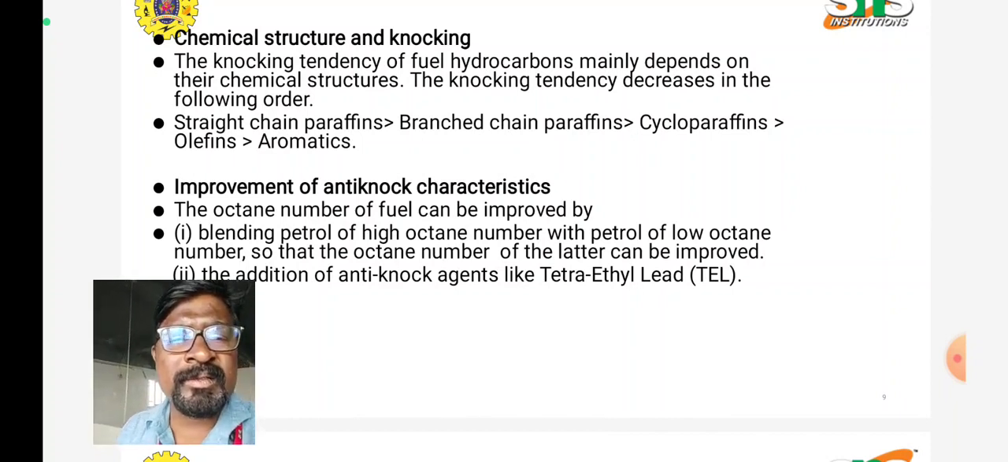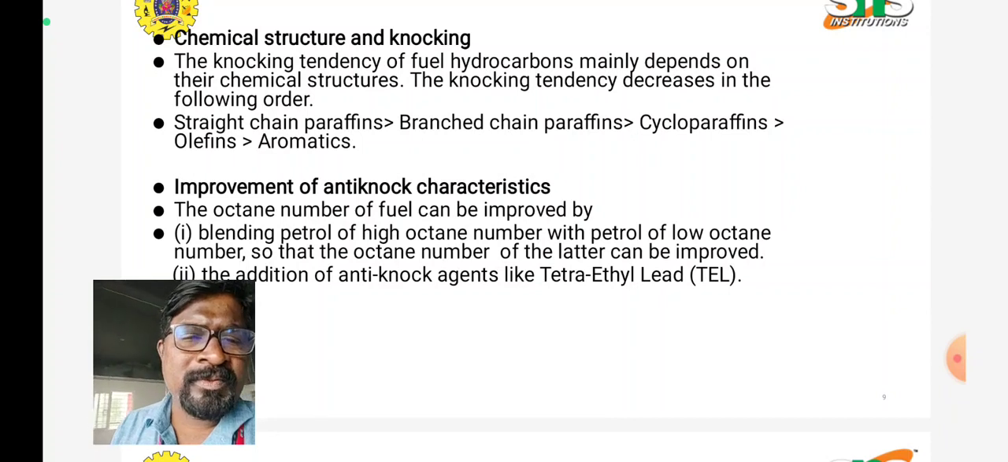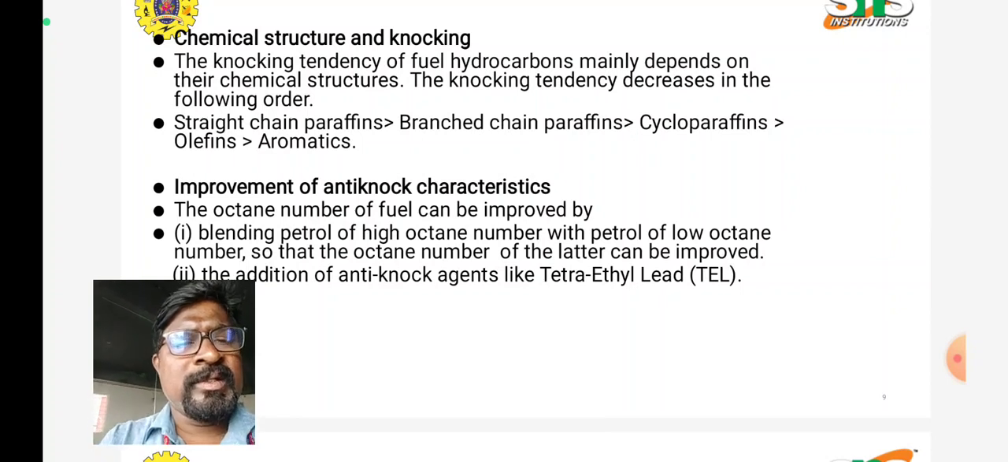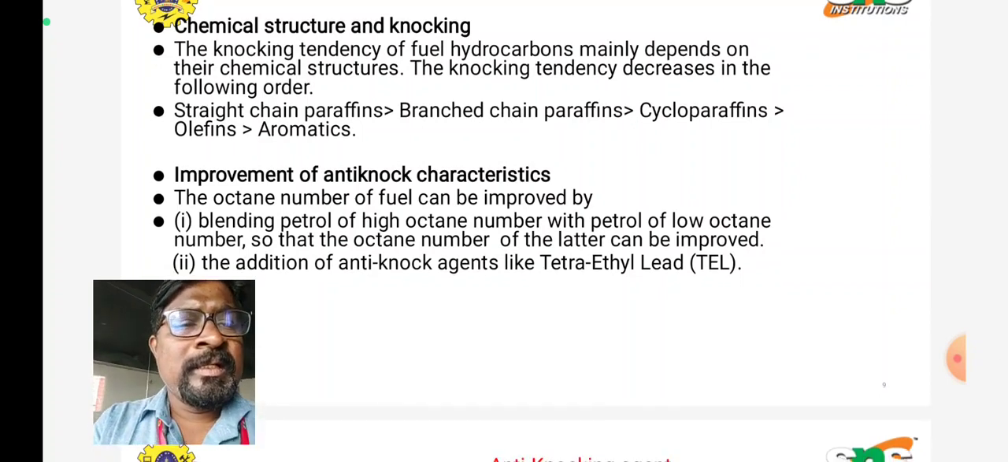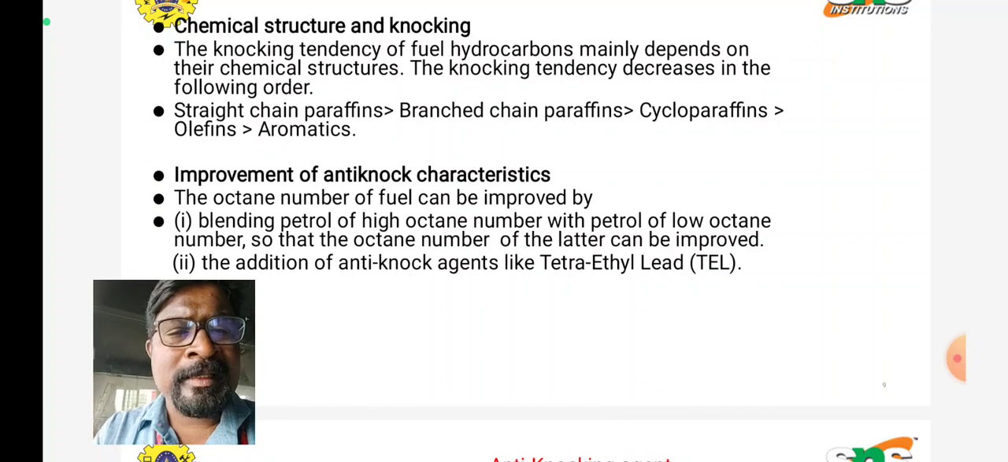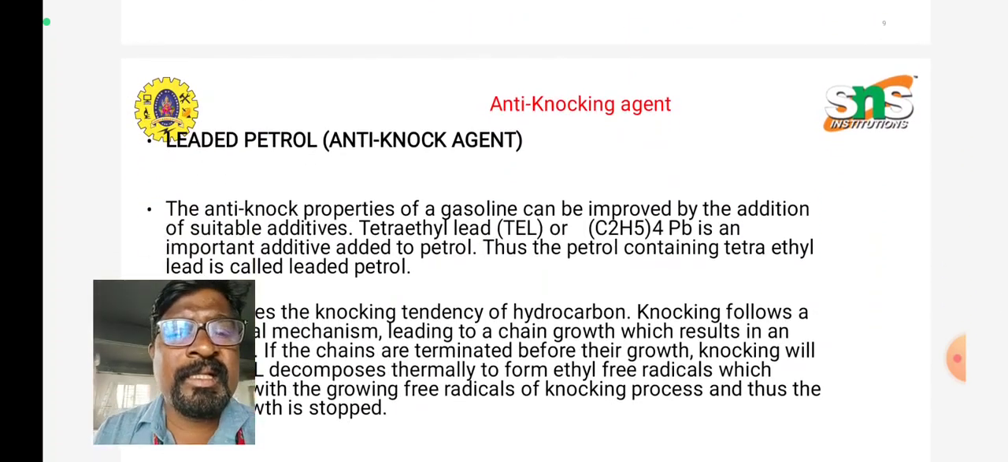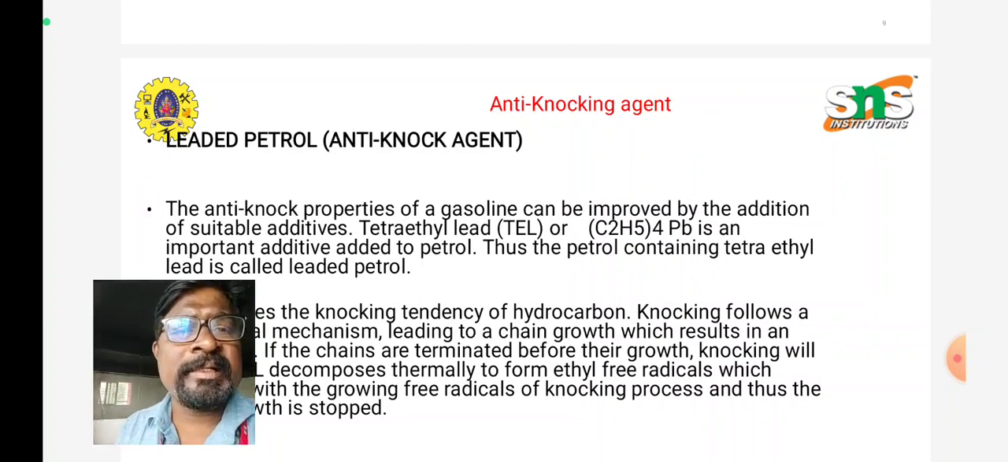That means blending the gasoline or the petrol of low octane number with high octane number, so that the octane number of the former can be improved. Another method is the addition of anti-knock agents like tetraethyl lead, that we say as TEL, addition of TEL. In general, we say unleaded petrol, like that we can see in the petrol bunks also. Leaded petrol, anti-knock agent.